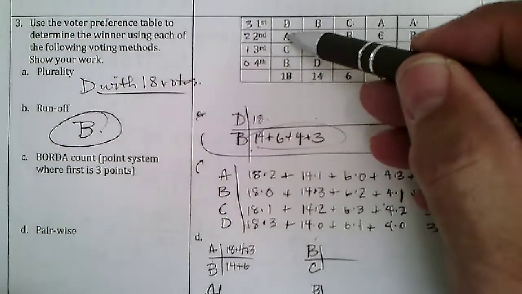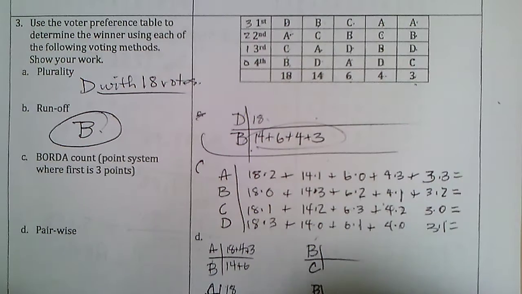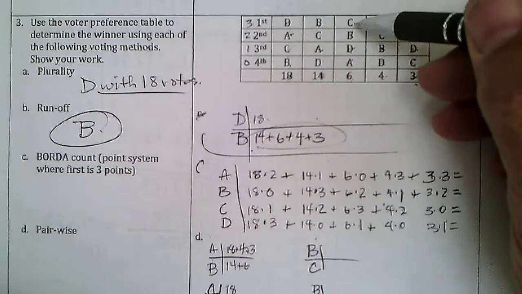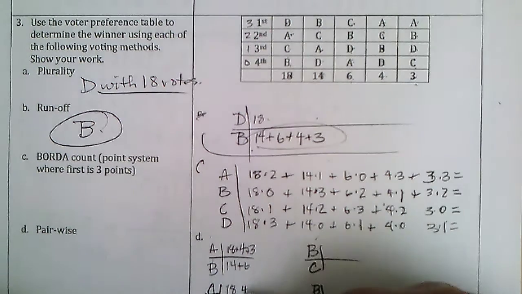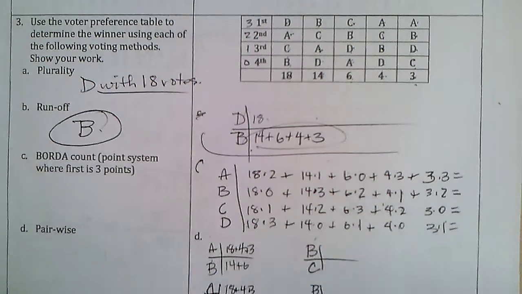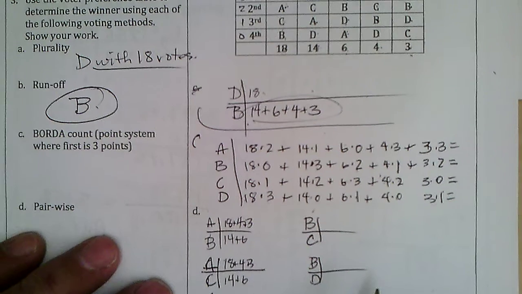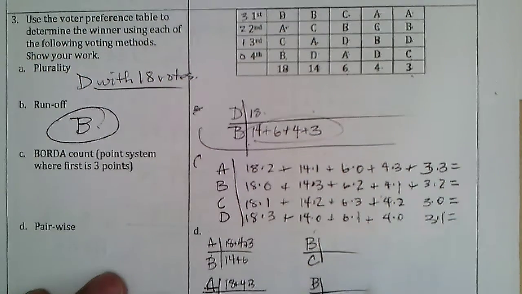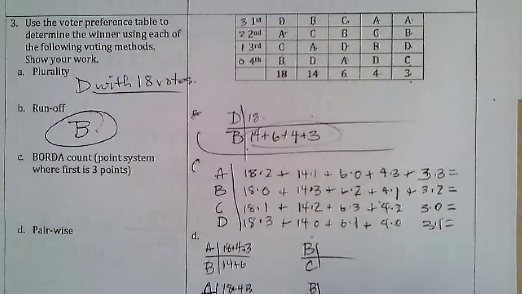A versus C. A beats C for 18. C beats A for 14. And C beats A for 6. A beats C for 4. And A beats C for 3. I'd have to add the totals here, and then I'd go for A versus D. I'm getting off the screen here. But this is how you would do it and see who wins those. And I'm going to pause there and finish this.